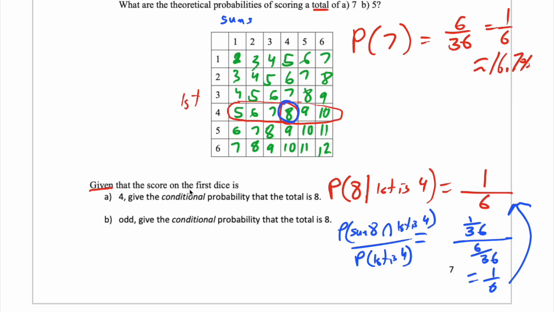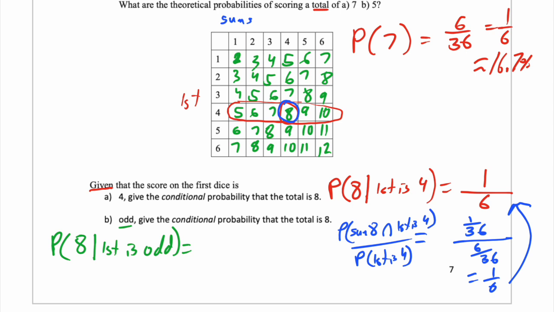Okay, given that the score on the first dice is odd, so we're given first is odd, find the probability that the total is 8. Alright, so we can narrow it down. We can use the formula. Maybe we won't use the formula for this one.